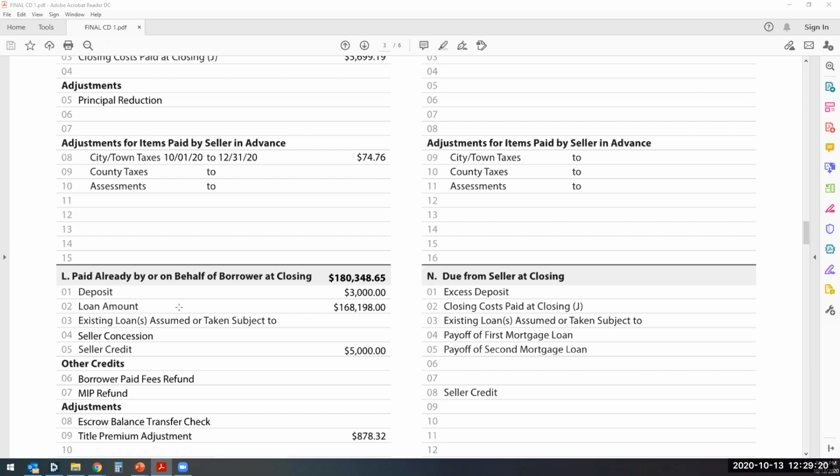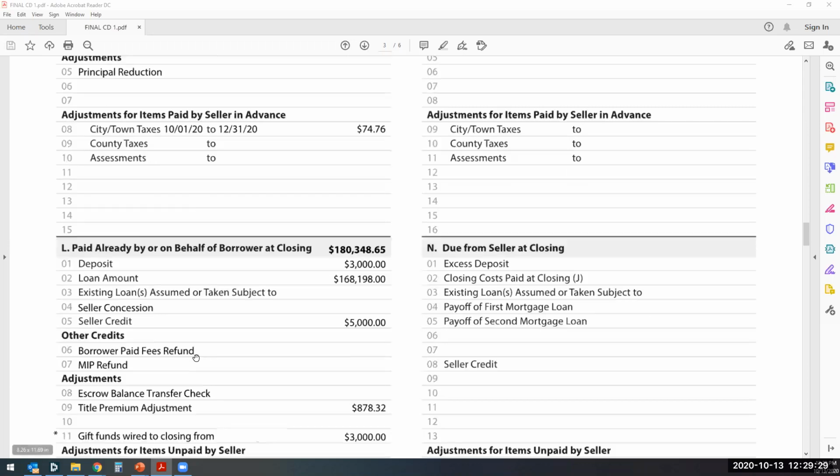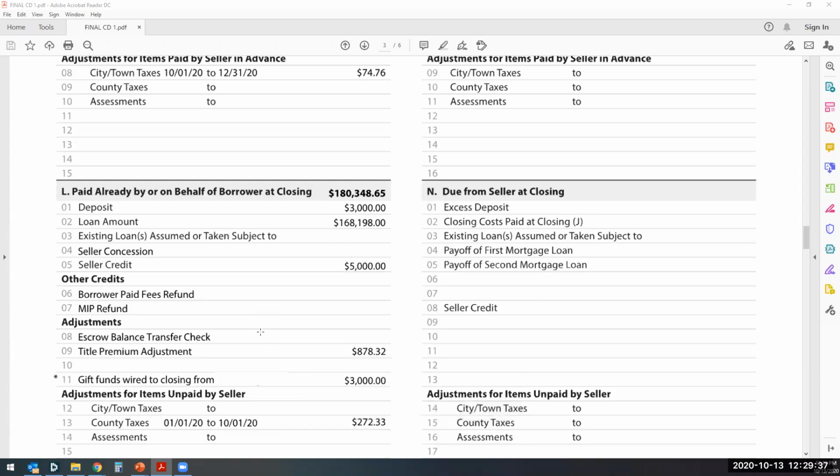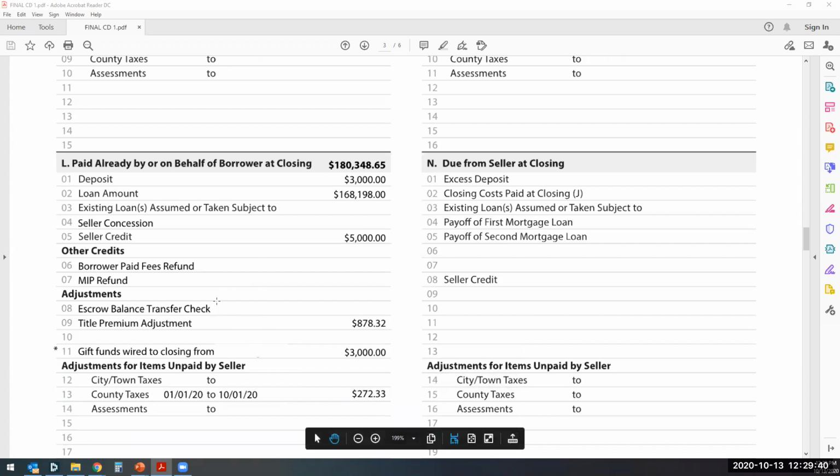Okay, so the loan amount is $168,198. Now the seller credit, okay, that's a plus to the buyer because that's a credit that the buyer is getting from the seller. So that's $5,000, okay? The title premium, they always get a little bit of a credit from the title policy, from the seller side. And if there's any gift funds, in this case, there was a family member giving some gift funds to my borrower. So there was a $3,000 gift for the borrower, and the wire was already given to the title company. So that's why we're giving a credit for $3,000 here.